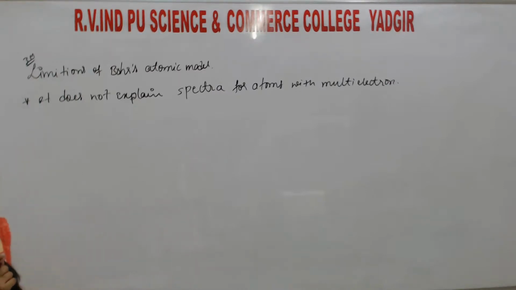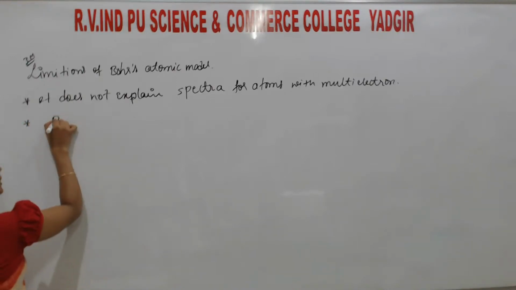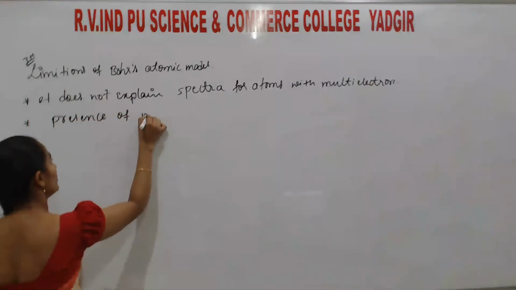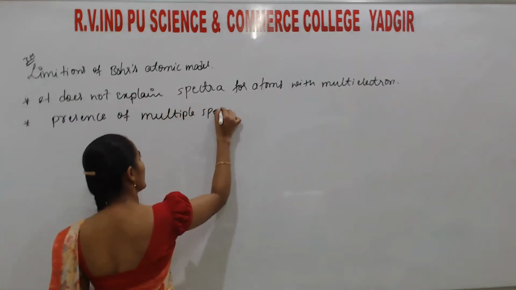And the second one is, this theory cannot explain the presence of multiple spectral lines.